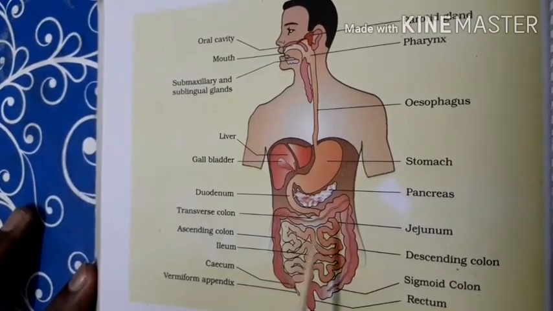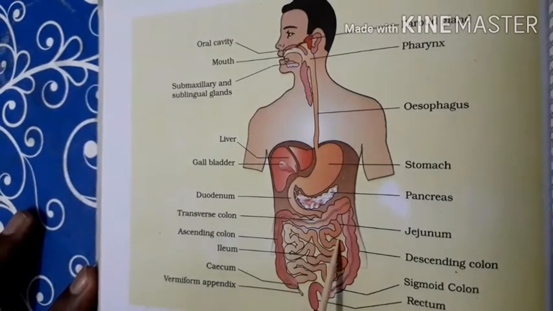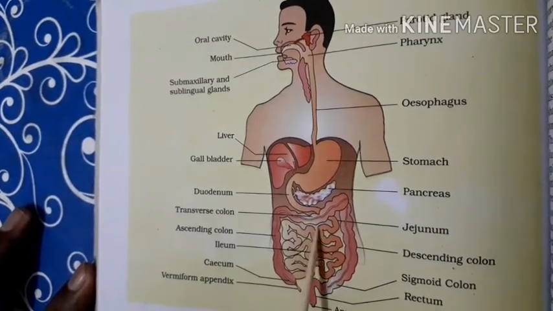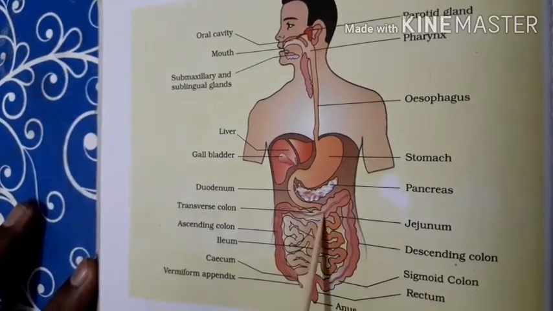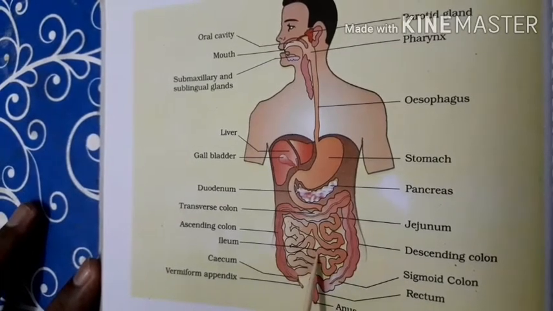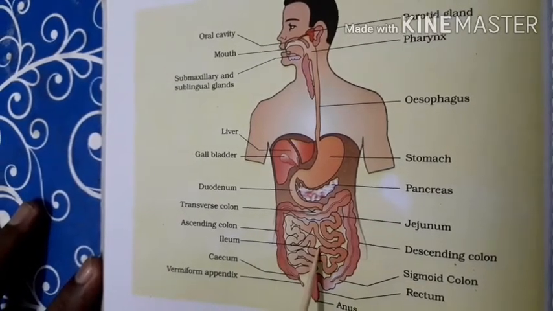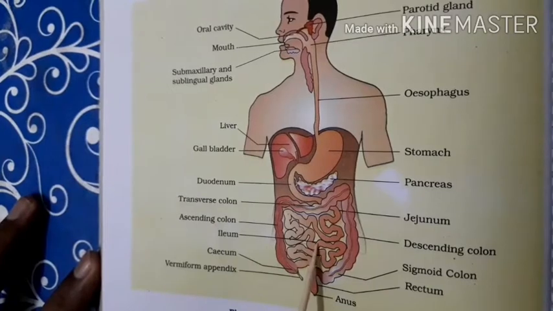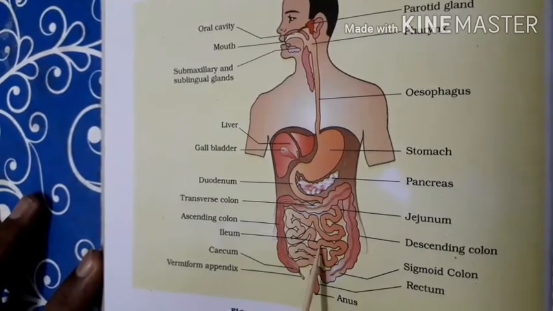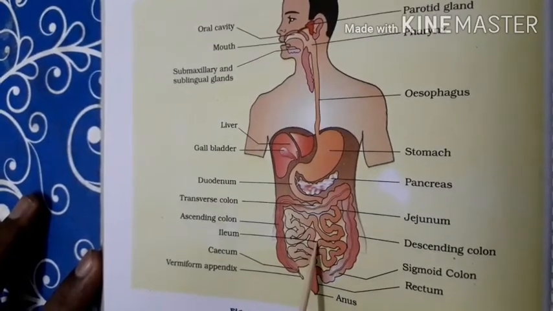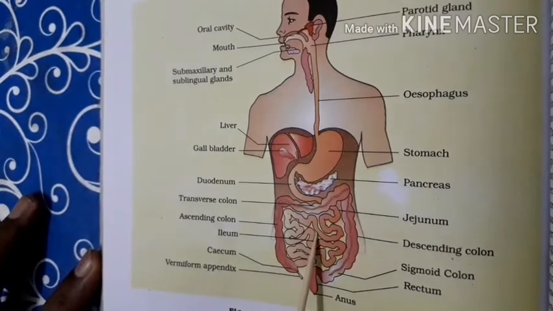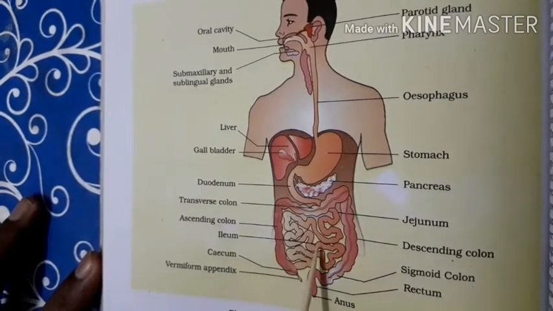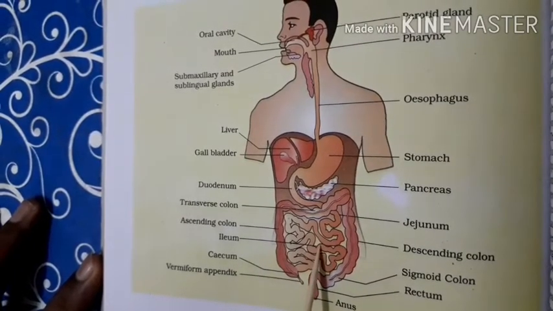Actually, friends, the small intestine is the largest part of the alimentary canal, right? So it passes here, and there is a part called the ileum. In the ileum, the final digestion will occur. After the final digestion, the process called absorption occurs. How does the absorption occur? In the ileum, there are some finger-like projections.